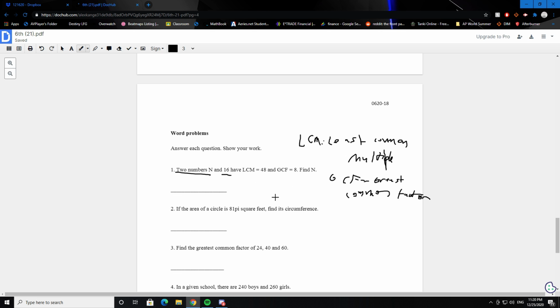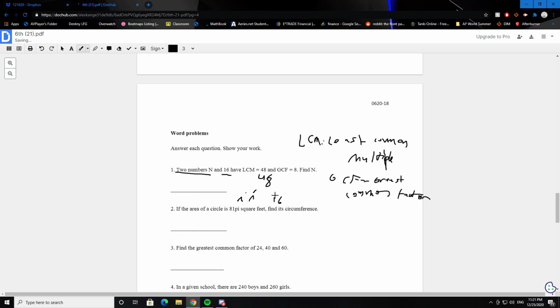So least common multiple. 48 is the least common multiple of whatever these two numbers are. That means whatever these two numbers are, the lowest possible number that could be is 48. It also gives you the greatest common factor, which just means that whatever you factor these two numbers by, the greatest would be 8. So if n and 16, least common multiple is 48.